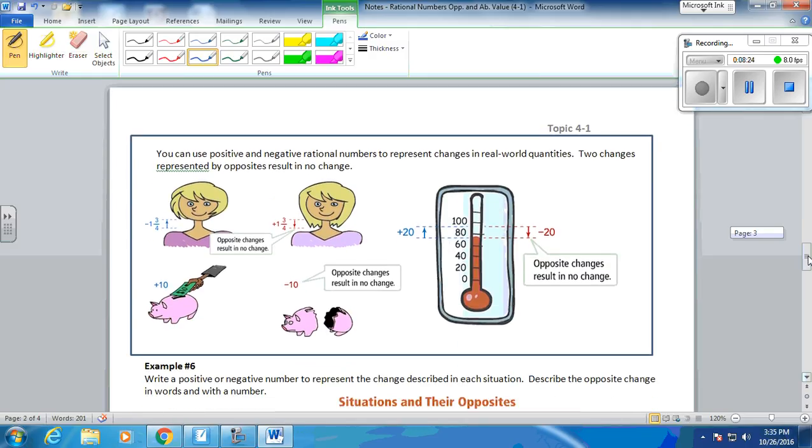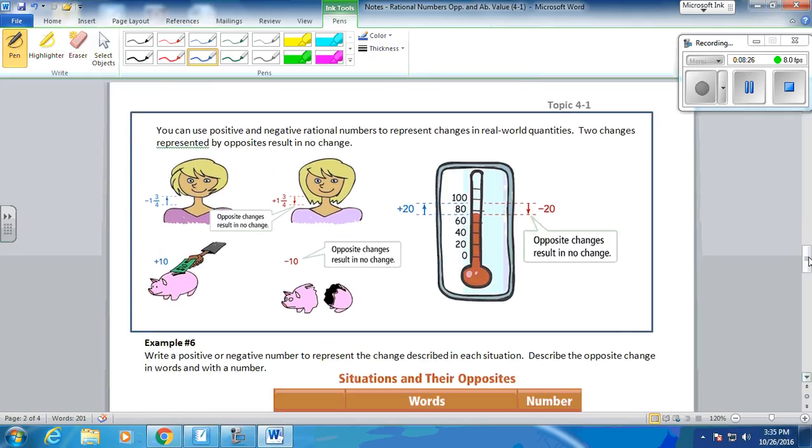Moving on to the second page, I tried to add to the top here that this is topic 4-1, so that if your notes are not stapled, you can still find that these are notes. So in this box here, it says that you can use positive and negative rational numbers to represent changes in real-world quantities. 2 changes represented by opposites actually result in no change. No change means it's equal to 0.